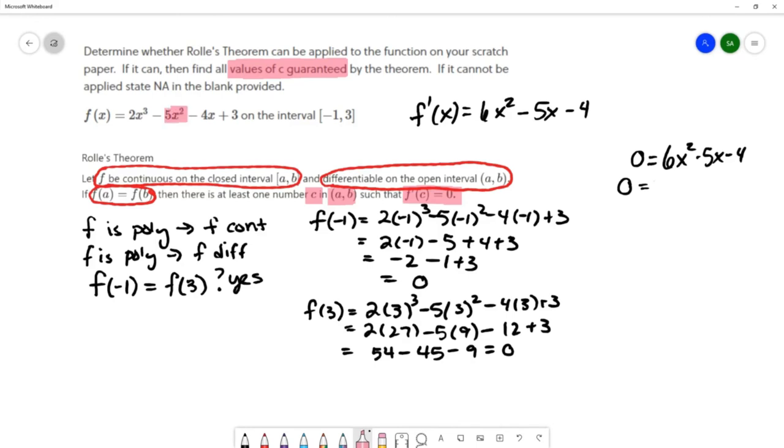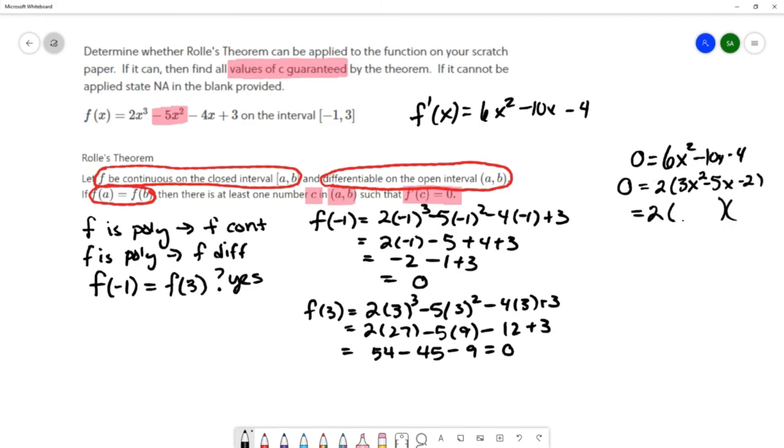So right here on this term, the derivative of -5x squared should be -10x. So I need to correct that. So this should be -10x. And then I'll be able to factor out a common factor of 2. That leaves me with 3x squared minus 5x minus 2.